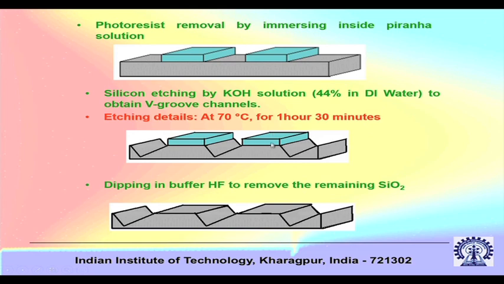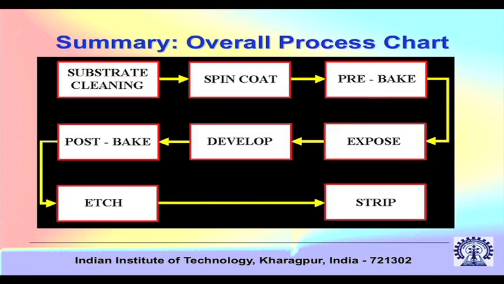Then you remove the remaining SiO2 by dipping in buffer HF. So you can see that nice micro grooves are formed. These are groove shaped microfluidic channels. You can use these as heat pipes. So this is a summary of the process, and I did not get into the details because we have already discussed the photolithography process.